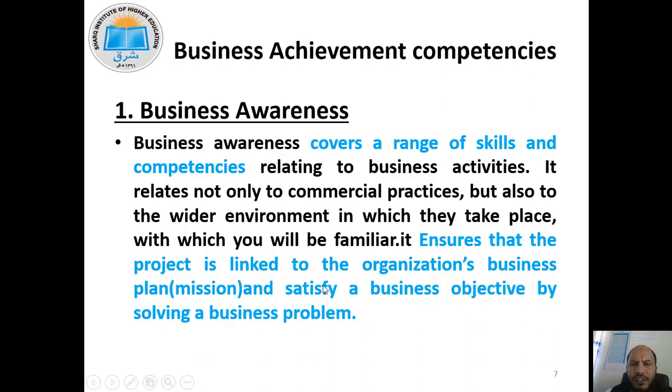So dear students, the author explained that business awareness covers a range of skills and competencies relating to business activities. It relates not only to commercial practices. This means the project manager is not only responsible for commercial practices, but he should also know about the wider environment. As I mentioned earlier, he should know about the external and internal factors of the business. External factors are opportunities and threats, and internal factors are the strengths and weaknesses of the business. So he should know about the wider environment where they are doing business. The project manager should know about the business mission, and he should achieve the objective of the business. These objectives should solve a problem of the community and people.